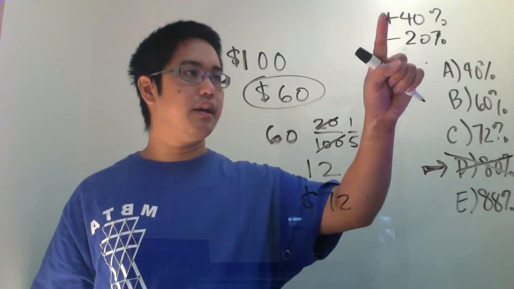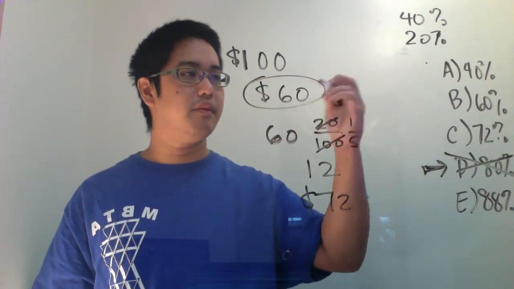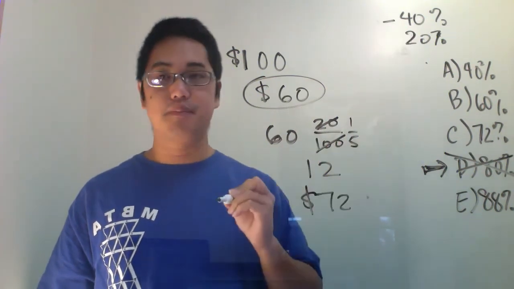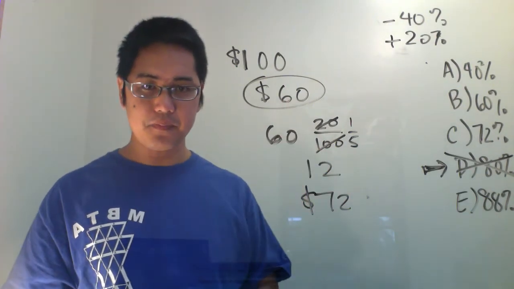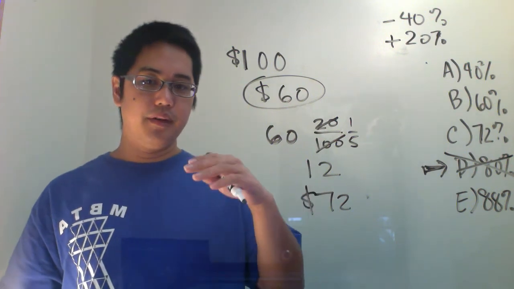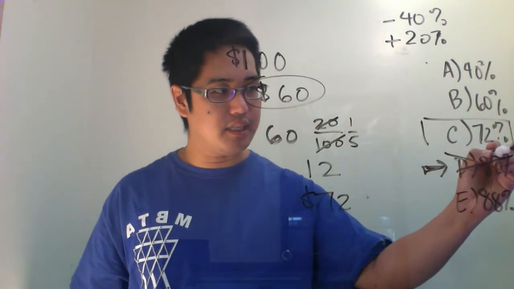Oh, you're right, I'm sorry. Somebody said, hey, wait a second, you made a mistake. You're right. It's minus 40%, add 20% at the end. I'm sorry, I got those backwards. Yeah, so your correct answer is C.